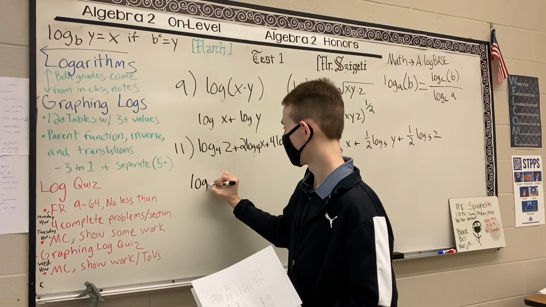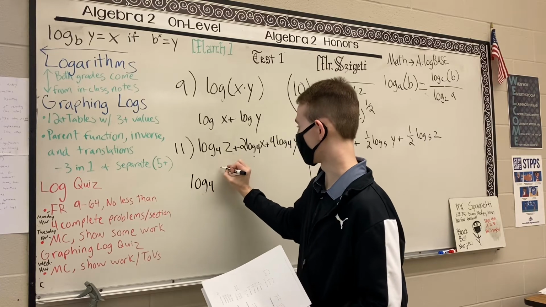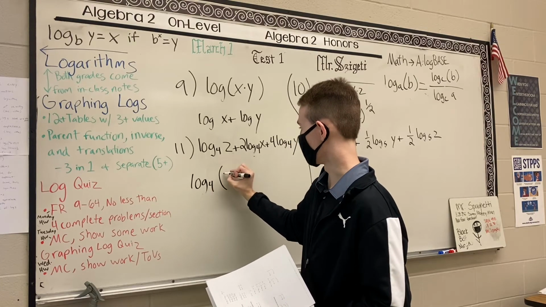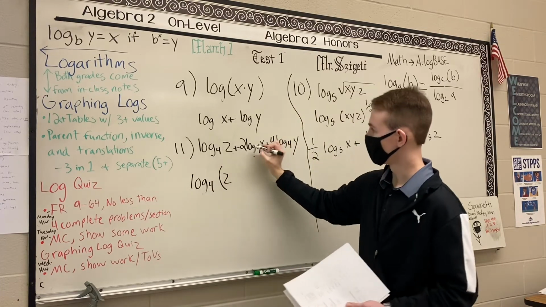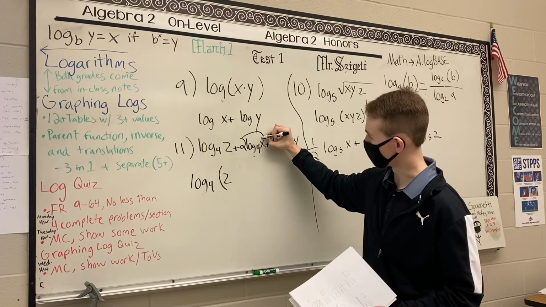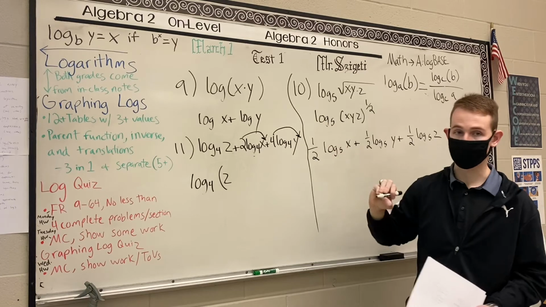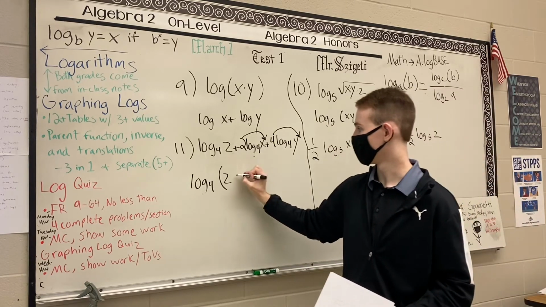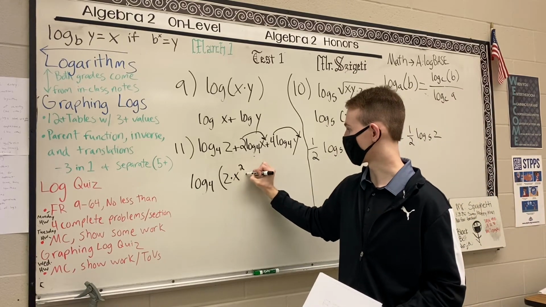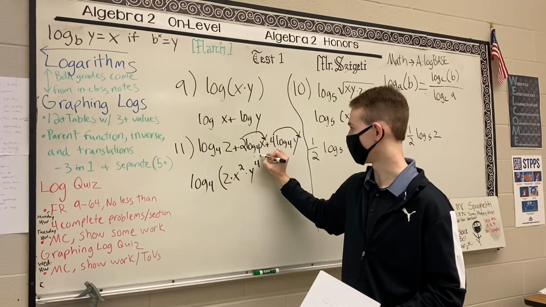Log base 4, and then all these things will multiply together. So there'll be a z, and then this 2 goes up here and makes it x squared, and this 4 goes up here and makes it y to the 4th. All right, so z times x squared times y to the 4th.